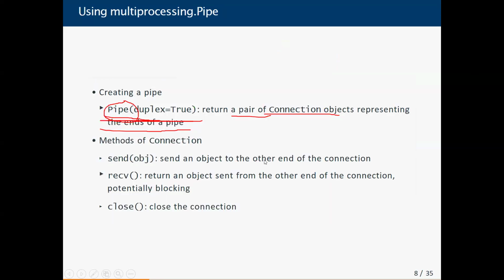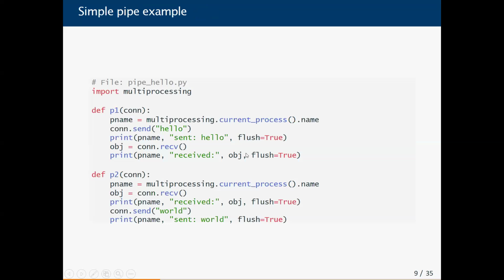And then there are several methods in the connection, very simple: send, receive, and close. Send sends an object to the other end of the connection. Receive returns an object sent from the other end of the connection. And close is used after we finish the communication, to close the connection. That's it. So let's look at an example here.